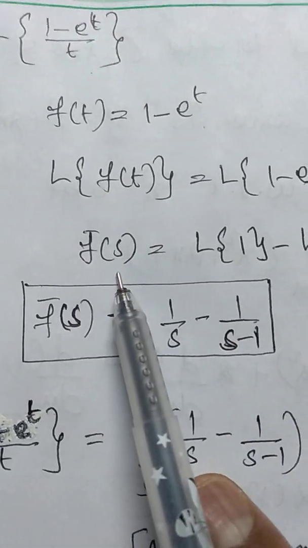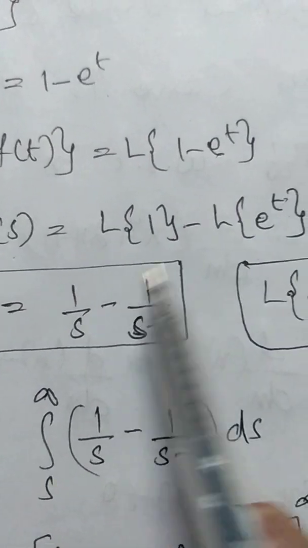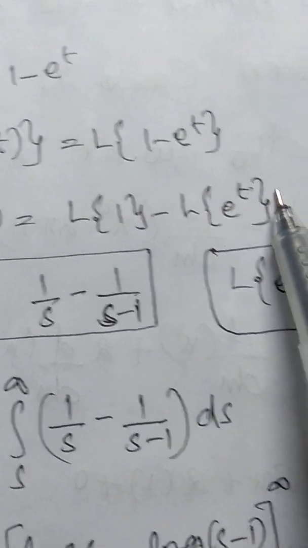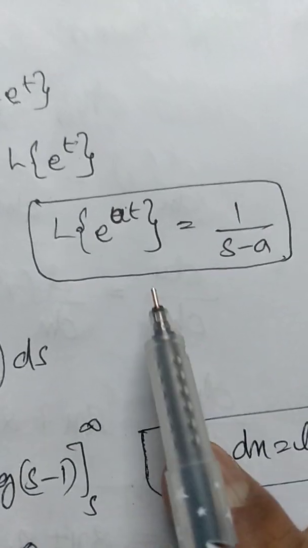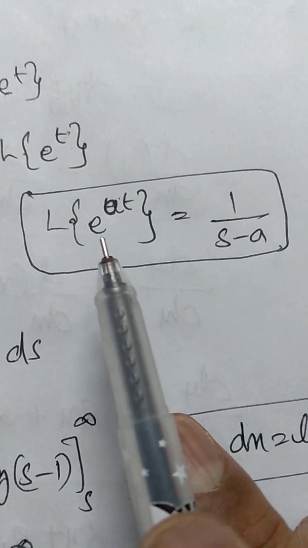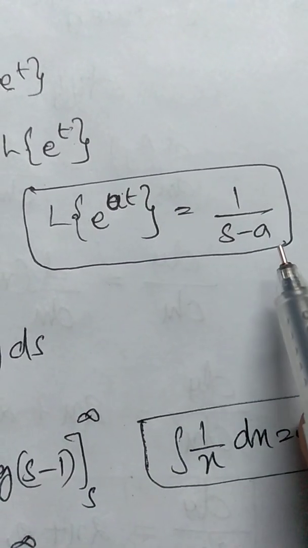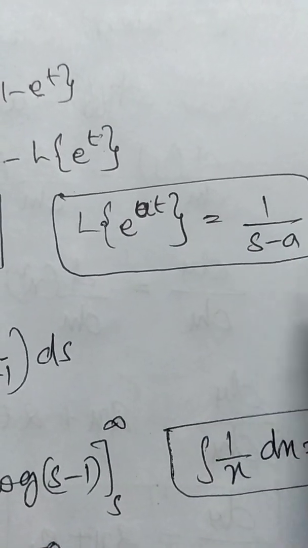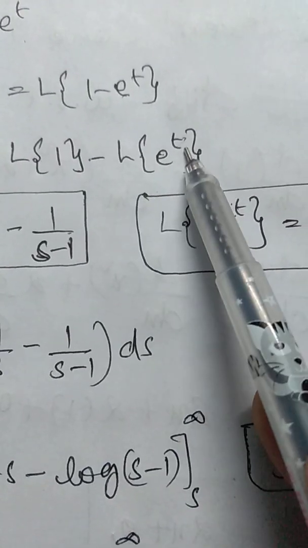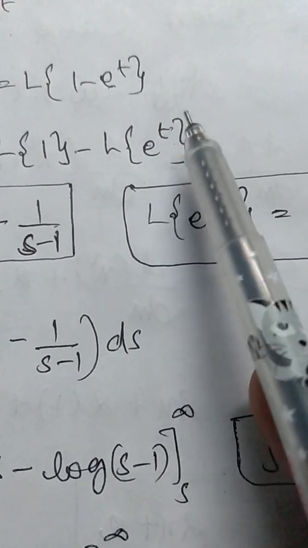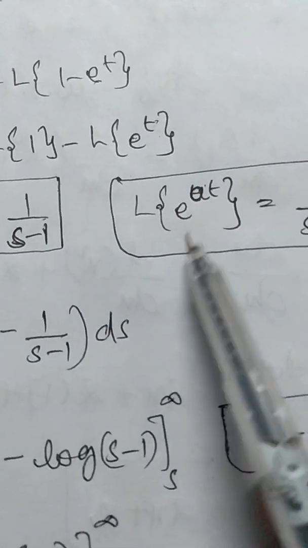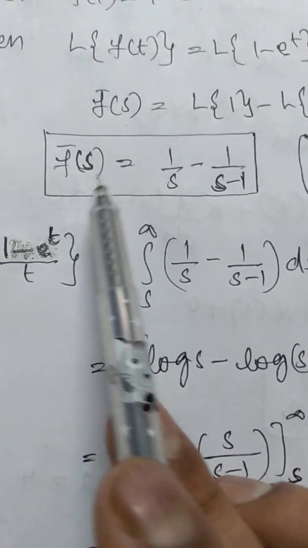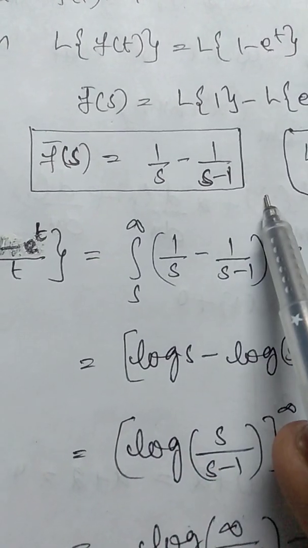Laplace transform of f of t is equal to f bar of s. The Laplace transform of a sum is equal to the sum of the Laplace transforms. Laplace transform of 1 is equal to 1 by s. Laplace transform of e power a t is equal to 1 by s minus a. This is the standard formula. Here a is equal to 1, so the Laplace transform of e power t can be written as 1 by s minus 1. Therefore, f bar of s is equal to 1 by s minus 1 by s minus 1.